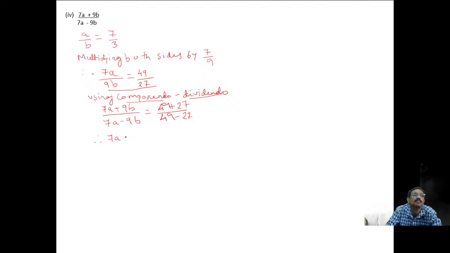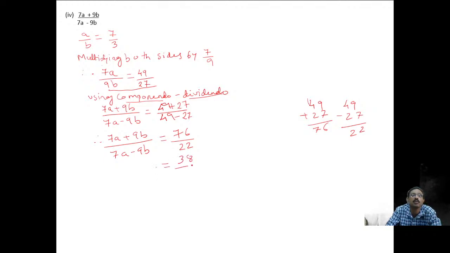Therefore, 7a plus 9b upon 7a minus 9b, which is equal to, let us see, 49 plus 27 is 76, and 49 minus 27 is 22. If I reduce this, what I'll be getting is 38 upon 11. Therefore, 7a plus 9b upon 7a minus 9b is equal to 38 upon 11.